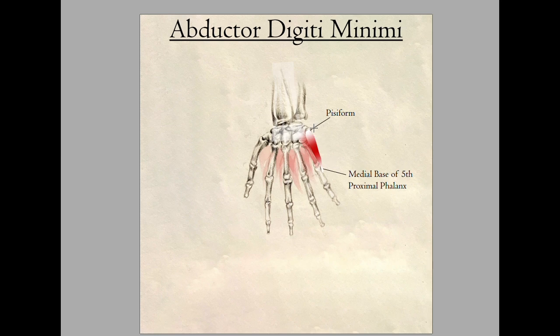It's attaching to the pisiform bone and then attaches to the medial side of the base of the fifth proximal phalanx. And remember what I said, the metacarpal phalangeal joint can do flexion and extension, but it can also do abduction and adduction. So it's going to pull this into abduction. I'm sorry, adduction. No, I was correct in the beginning. Abduction, okay?